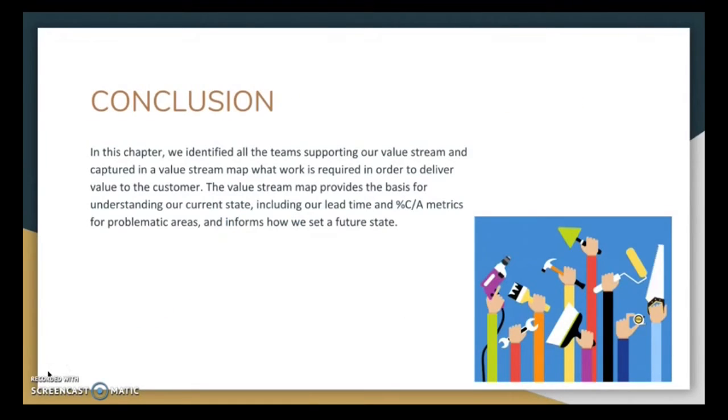Then we have the next slide, which is a conclusion. What we can retrieve from all this is that we were able to identify all the teams supporting our value stream and captured in a value stream map what work is required in order to deliver value to the customer. The value stream map provides the basis for understanding our current state, including our lead time and percent complete and accurate metrics for problematic areas, and informs how we set a future state.